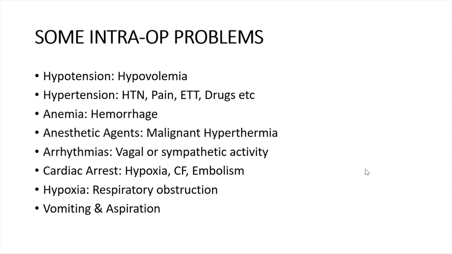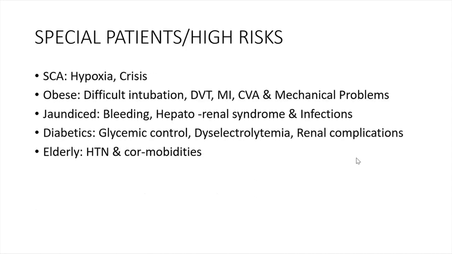So these are important problems that the anesthetist should be aware of. Now, there are some special patients, as we mentioned earlier on, a high-risk group for surgical operation because of the risk of developing complications during surgery. Sickle cell anemic patients have risk of developing a vaso-occlusive crisis due to the stress of surgery and anesthesia.